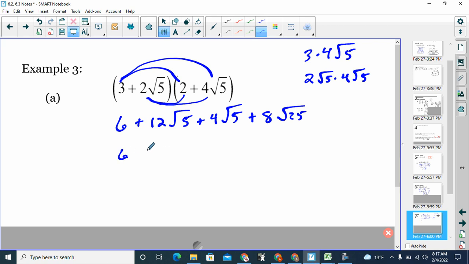Here I've got 6. These two are like terms. I can combine them. 16 root 5. This is 5 times 8, which is 40. So I get 46 plus 16 root 5.